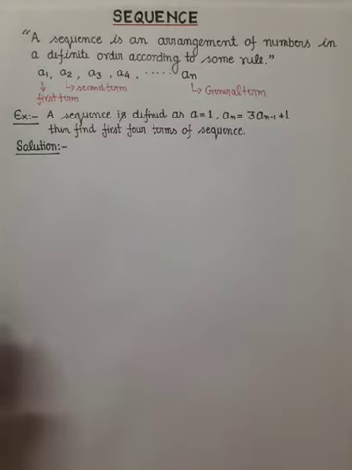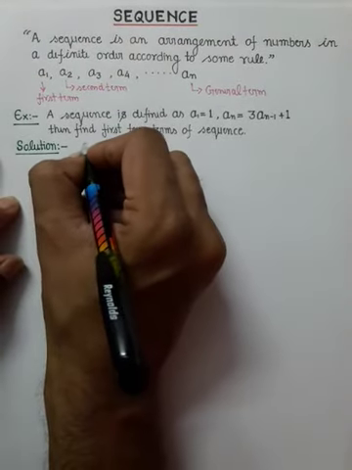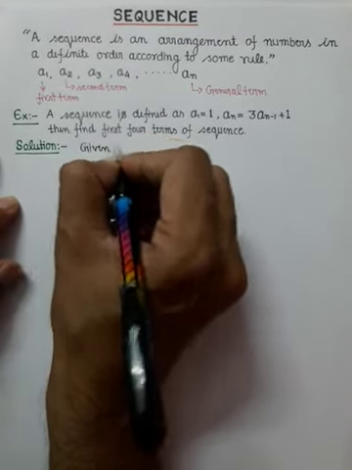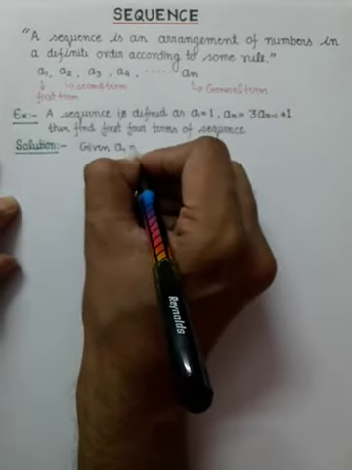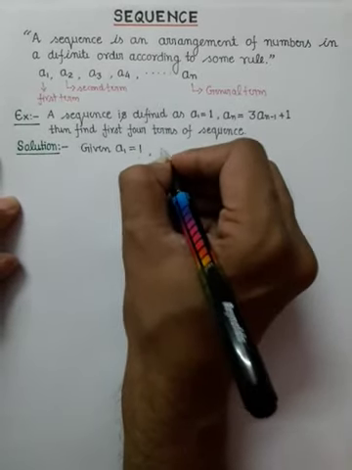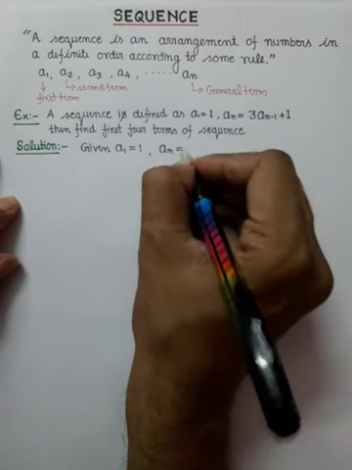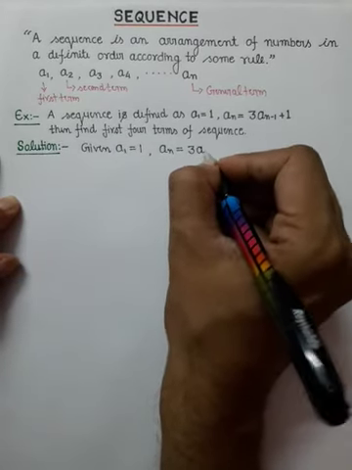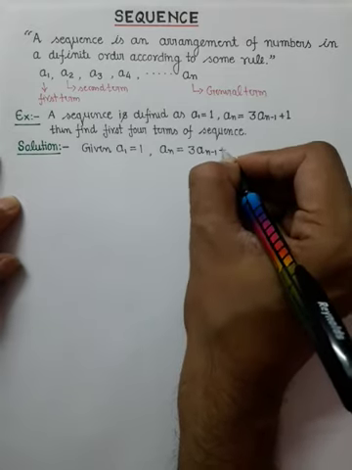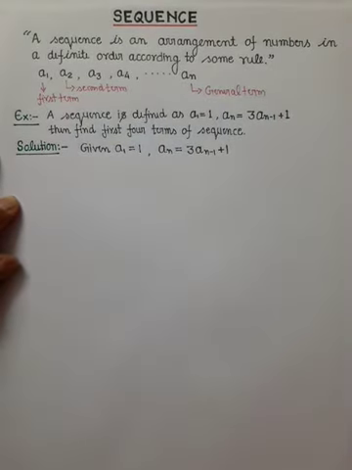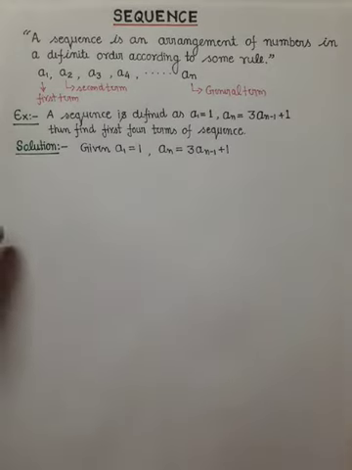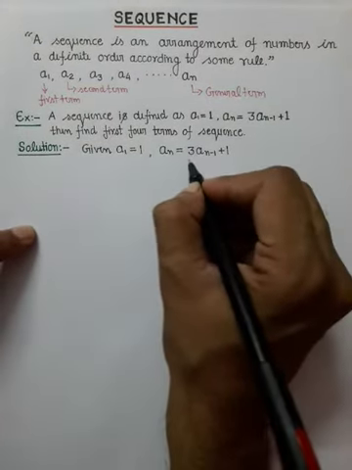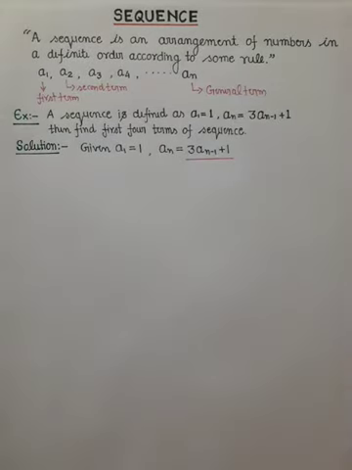So first, जो भी हमें यहाँ पर information given है उसको हम consider करेंगे. So here we have given a1 is equal to 1 and an is equal to 3 an minus 1 plus 1. So here basically this an is representing the general term. So for obtaining the first four terms we will put the values of n as 2, 3 and 4, and we will get the first four terms.